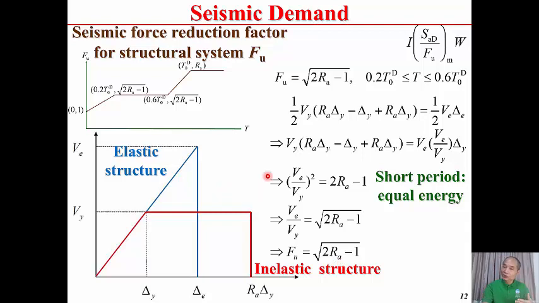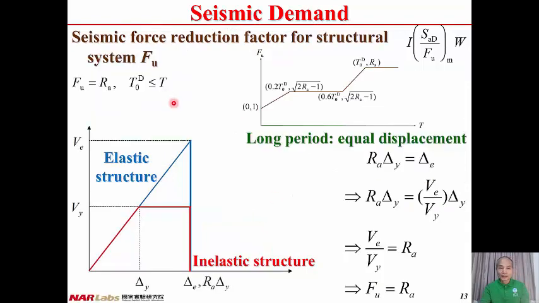This is the illustration of why we have the value square root of 2RA minus 1, when the vibration period T is larger than or equal to T0D, where T0D is the corner period between short and medium-to-long period, and Fu equals RA. And how do we have this value RA? How do we have this characteristic?